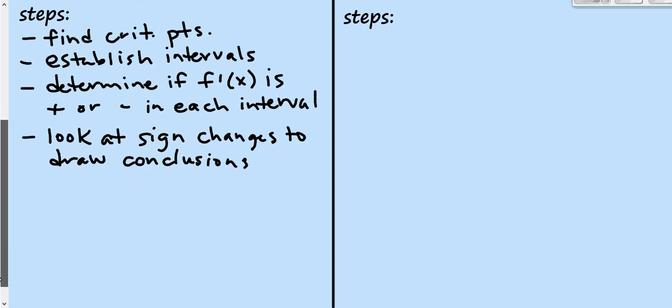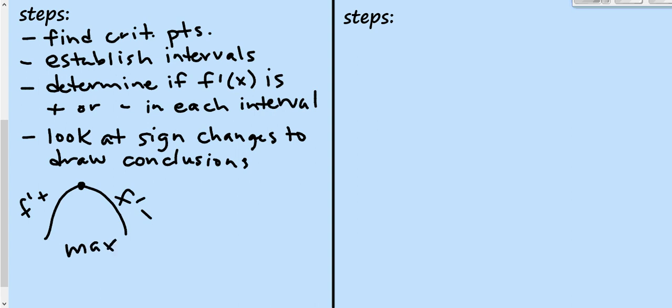Remember that if your graph goes from having a positive derivative to a negative derivative, that means the graph is increasing and then decreasing, f prime positive, f prime negative. That means you have a maximum. But if your graph goes from having a negative derivative to a positive derivative, that means it's going from decreasing to increasing, f prime negative, f prime positive. That means you have a minimum. Okay, local max, local min.